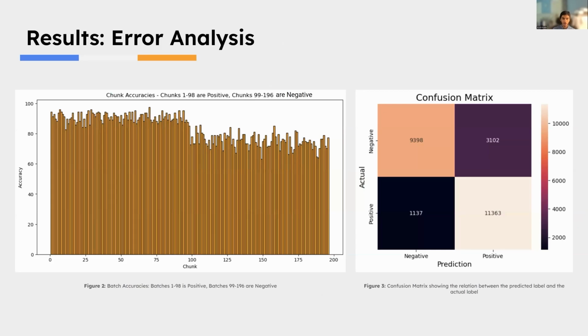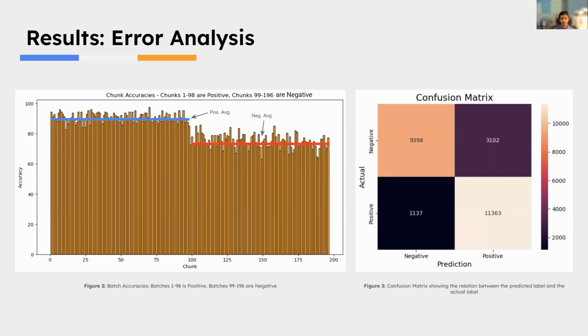Above are two graphs, a bar graph showing the accuracies of each chunk or batch of sentences fed to the model during the validation process, and a confusion matrix, which shows how many false positives or negatives were captured by the model. And it's pretty evident where the model was failing. In the bar graph, the first 98 chunks are where the positive labeled sentences were being fed, and the accuracy for those is fairly high, somewhere around the 90% range. But from batch 99 onwards, when the negatively labeled sentences were fed, we can see a stark decrease in accuracy, with the average being about 75% and as low as 60.